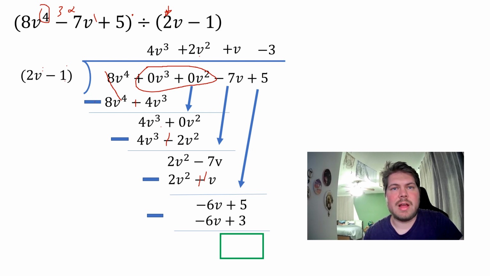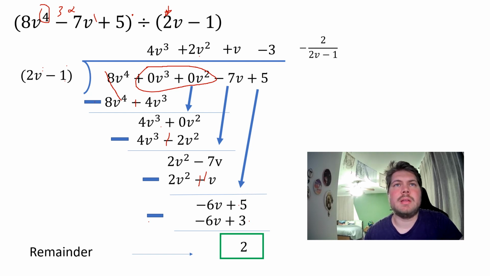And then we're going to subtract these. 5 minus 3 gives us 2. So our remainder is 2. And remember, when you have a remainder, you're just going to keep it in the fraction. So it'll be 2 divided by 2v minus 1.